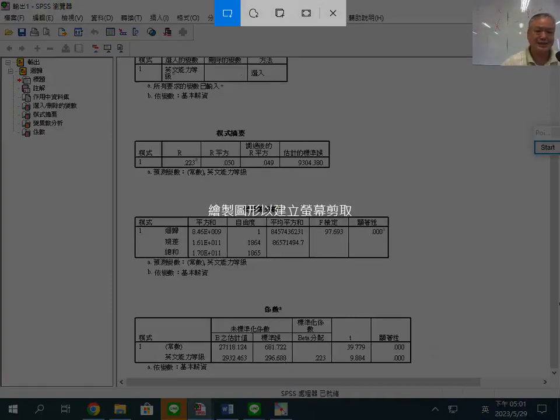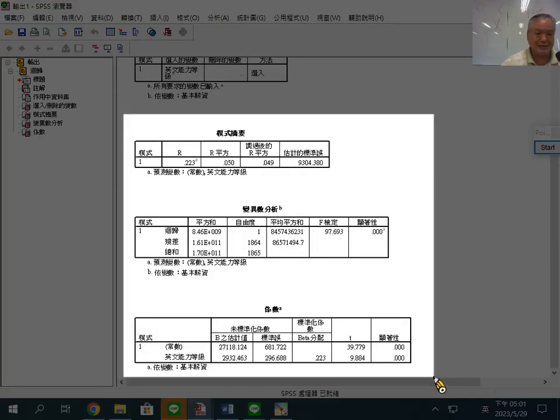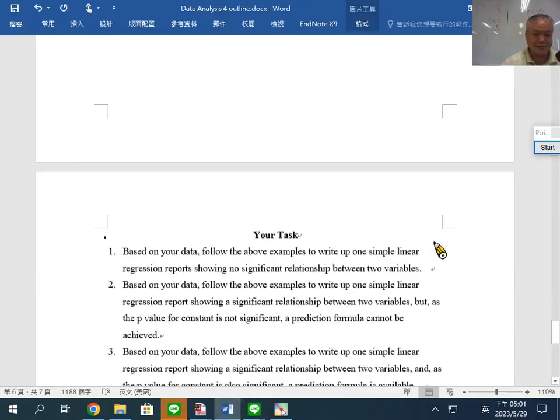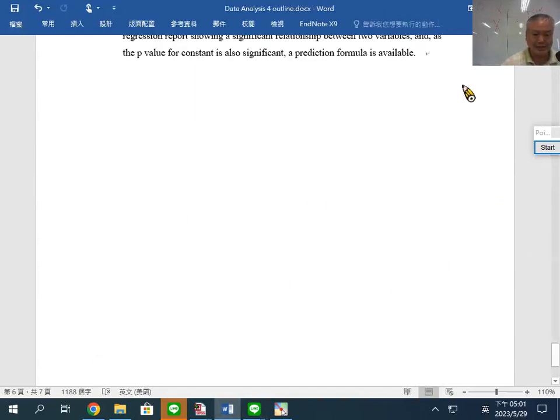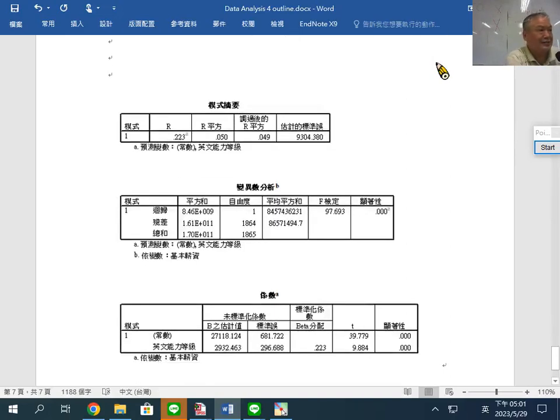Once you press it, use your mouse and do this, and then you copy this image. And you come back to your Windows, your Word. And then you can find the space here and Control V. Then you will have it.